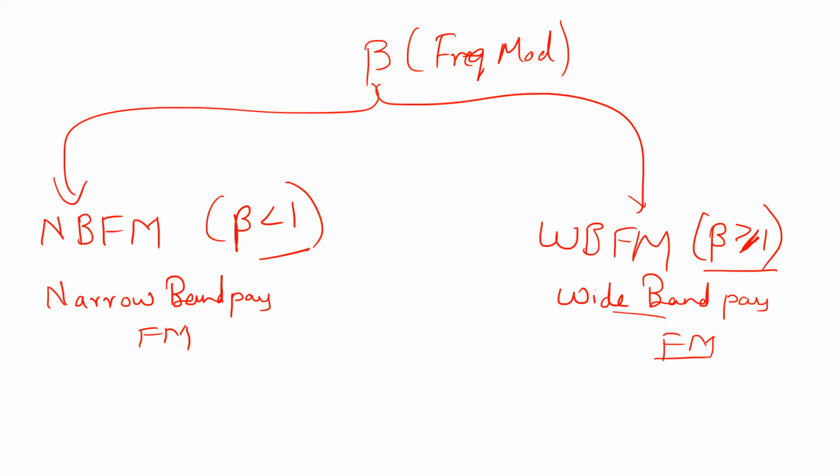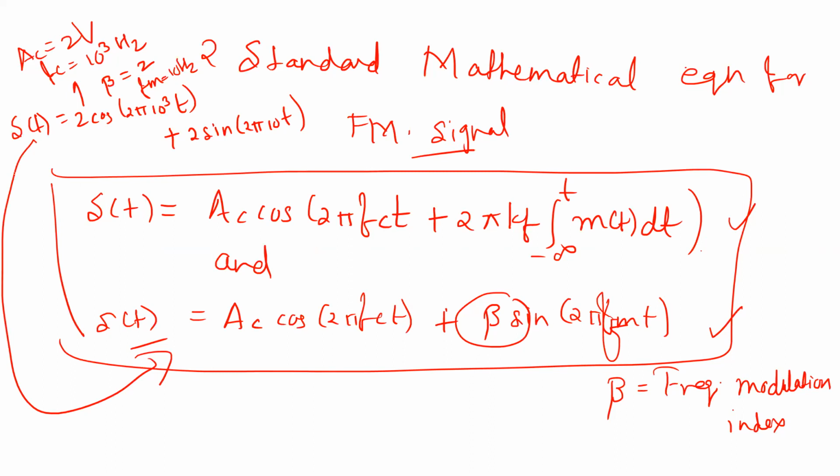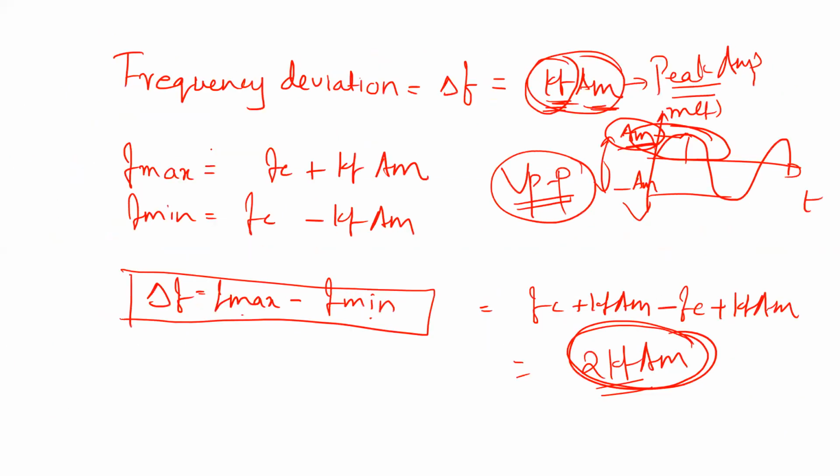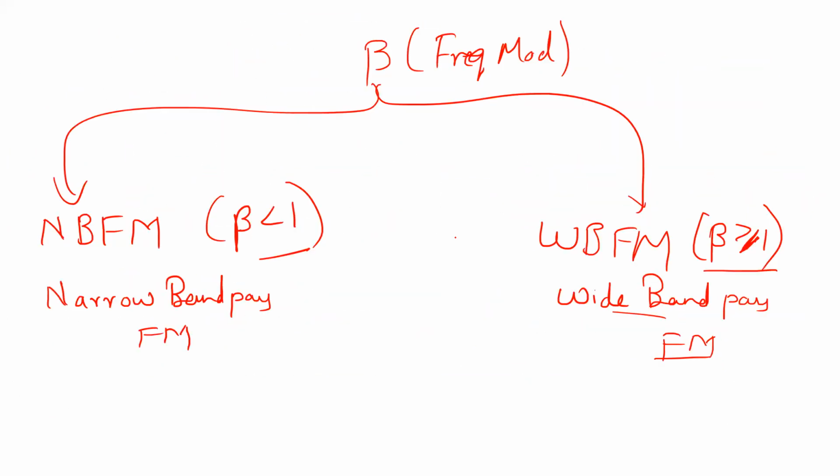Understood. Because sometimes, imagine I'm giving you a question straight away. They might give you a signal like this, right? Firstly, you need to know this standard mathematical expression to find the value of beta. Then you understand that beta is equal to 2. So since beta is equal to 2, you realize that this is the wide band pass effect, right? So this is a straightforward question. They might give you a mathematical expression and tell you to identify the kind of FM signal.